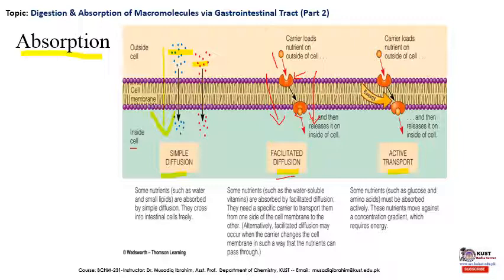And the active transport, so some nutrients such as glucose and amino acids, they must be absorbed actively. So these nutrients move against the concentration gradient, which requires energy. So as more and more glucose or amino acids are accumulating here, it means that the concentration of glucose here is less, or amino acid concentration here is less. So in that case the active transport is being carried out against the concentration gradient.